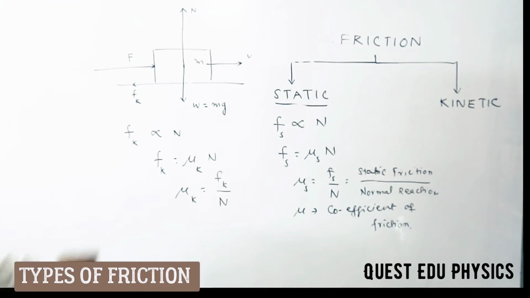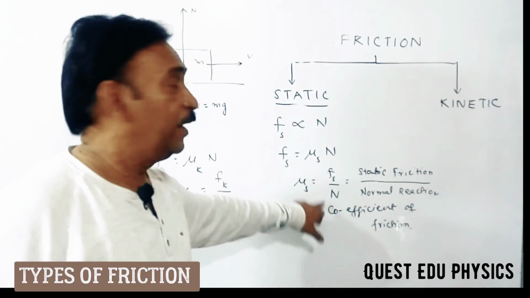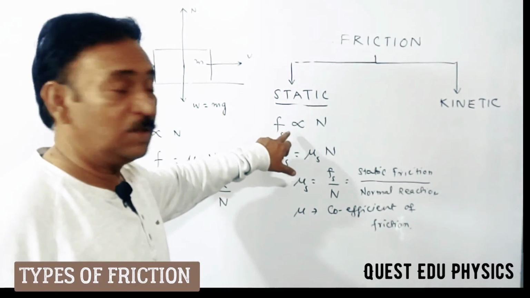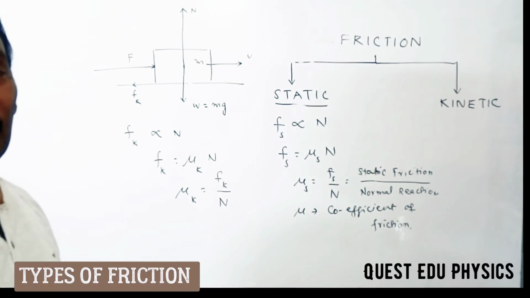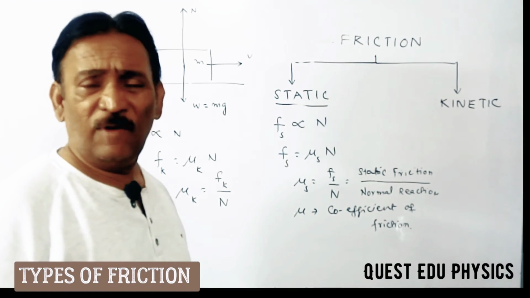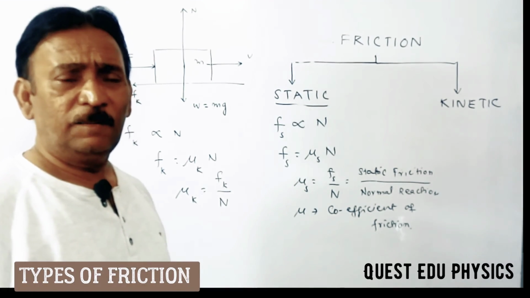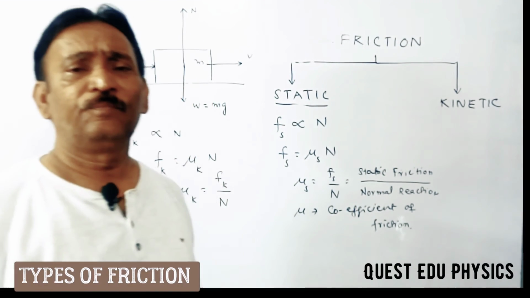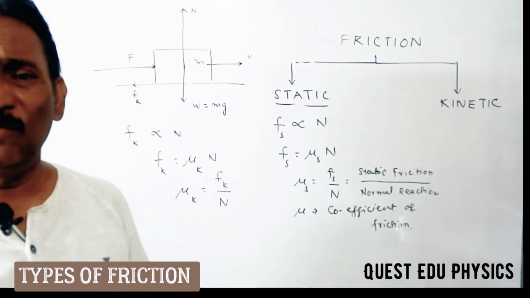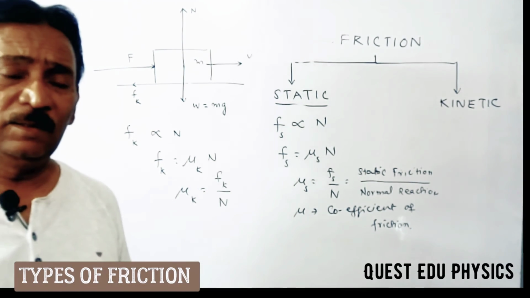Here mu k is the coefficient of kinetic friction. The first law stated that mu s is equal to Fs by N. That means the static frictional force is directly proportional to the normal reaction. And the second law is valid for all kinds of friction, both laws. Here frictional force doesn't depend upon the area of contact.